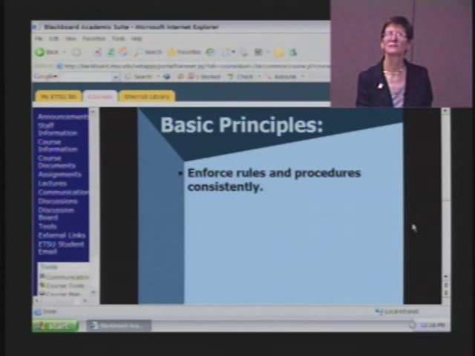You communicate, then you enforce rules and procedures consistently. Again, you've heard that before. It's consistent with a behavioral approach, a managerial approach, humanistic approach. You set those rules and procedures, your consequences, you communicate them, and by golly, you enforce them consistently. All the time, every student, no exceptions except for really, really unusual circumstances, you're consistent.